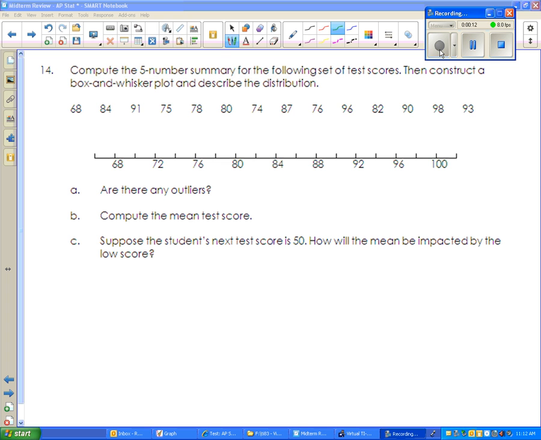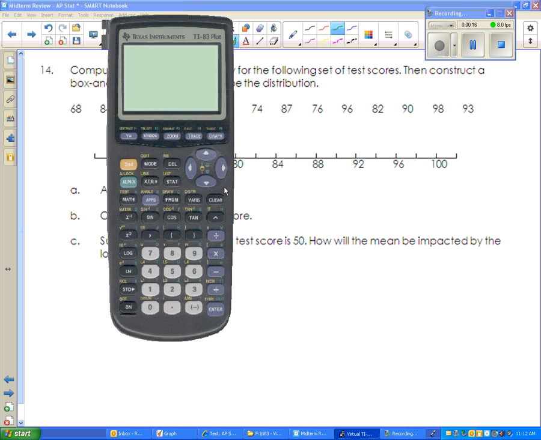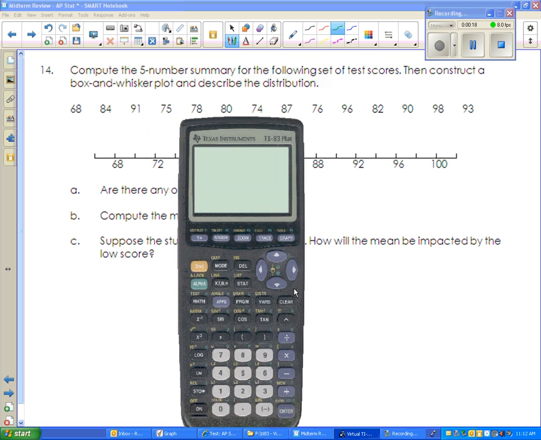So in this case, there's several different ways you can compute the 5-number summary. First, though, you need to enter the data into your calculator. You can do it by hand if you want, but it probably is a little bit faster just to do this on the calculator. So you want to go into your stat, lists. This is just a one variable set of data. And enter everything in.